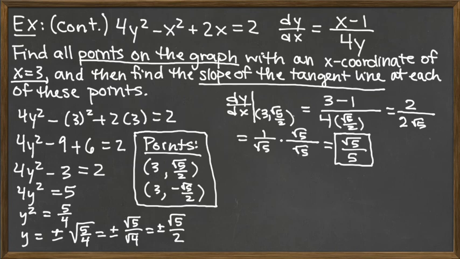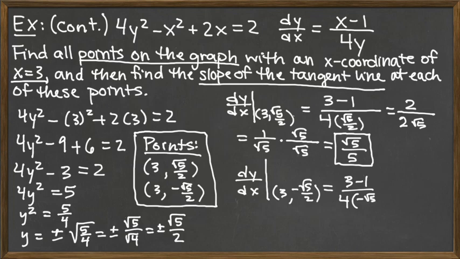Now, the arithmetic that we would have to do to evaluate the second point is going to be identical. The only thing we have is an extra negative sign floating around there. So we have dy/dx evaluated at 3, and this time negative root 5 over 2 is going to look much the same. We've got the 3 minus 1 on the top, and we've got the 4 times, this time negative, root 5 over 2 on the bottom. And what'll play out is all this algebra will be exactly the same, except with a negative floating around, so we will get a negative root 5 over 5 as our slope of the line tangent to the curve at the point 3, negative root 5 over 2.